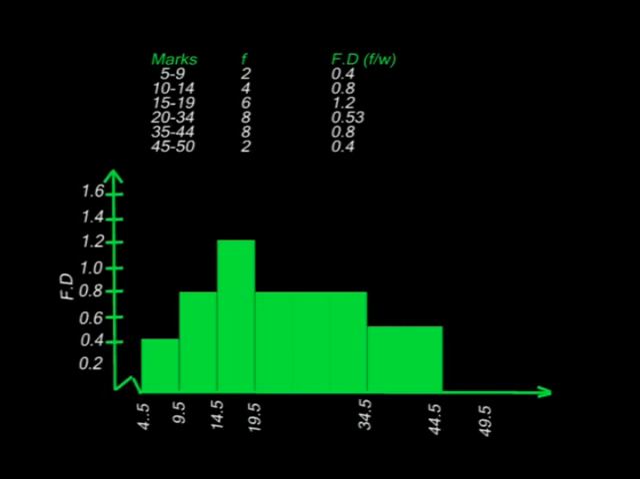Finally, we have 44.5 to 49.5, an interval of 5. The width of that bar is the same as the first one, and the frequency density is 0.4. So there we have completed our histogram.